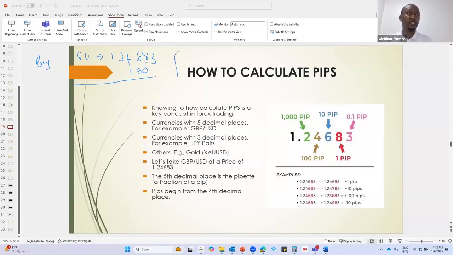So when we are buying, we are expecting the price to go higher. So now we will be able to add 150 pips to our buying price for us to get what? Our take profit. So we'll have 8, 6 plus 5, that is 11, carry 1, 5, 6. Then we have 2, then 1 point. So we said these 3 are constant. So that will be our take profit if we are buying GBP USD from this price for 150 pips.